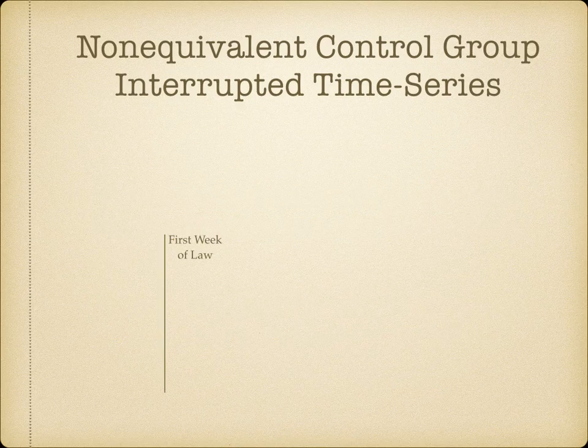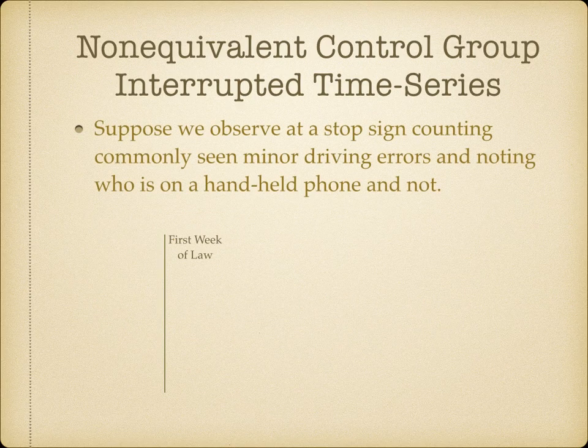Now, in this version of the study, let's suppose that we're observing people at stop signs and we're counting commonly seen minor driving errors and noting who is on a handheld phone or not. And we're going to be, therefore, able to see this person holding a handheld phone made like one error or three errors or something like that. Errors like, did they come to a stop ahead of the stop sign or not? Did they cross over the line?